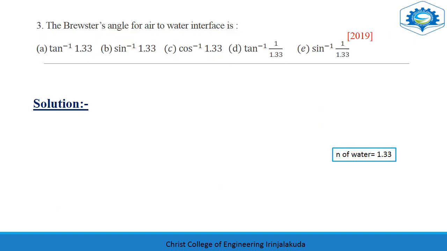So moving to the third question, which is also from the 2019 question paper. The Brewster's angle for air to water interface is. Different options are given. Here you can use Brewster's equation. n is equal to tan i, refractive index is equal to tan i. Here i is Brewster's angle.